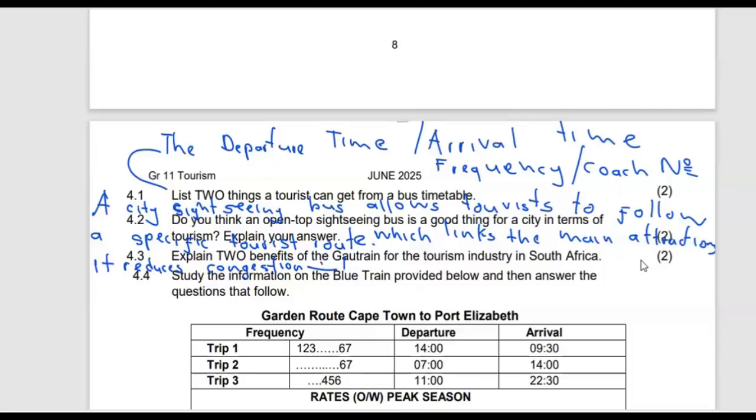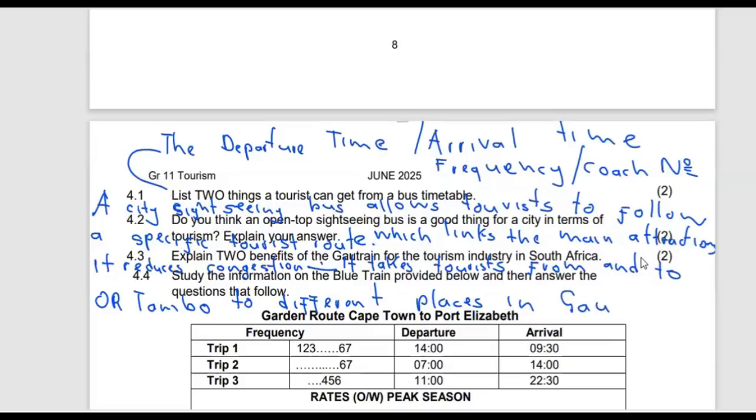Then in addition to that, it takes tourists from and to OR Tambo International Airport to different places in South Africa. So it transports tourists from OR Tambo International Airport to different destinations within Gauteng province.